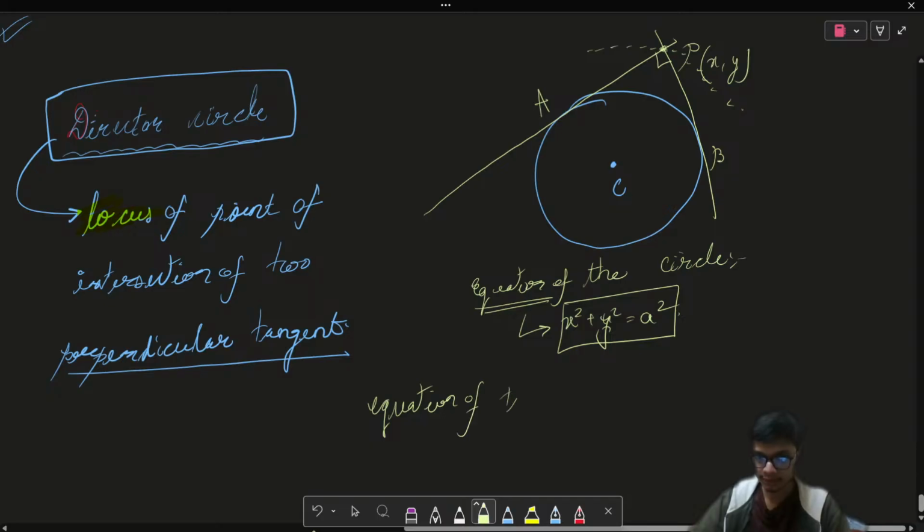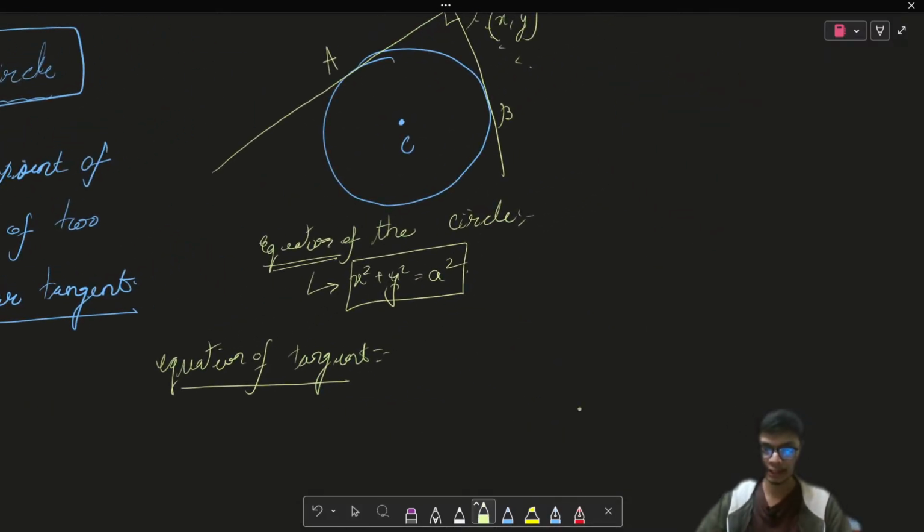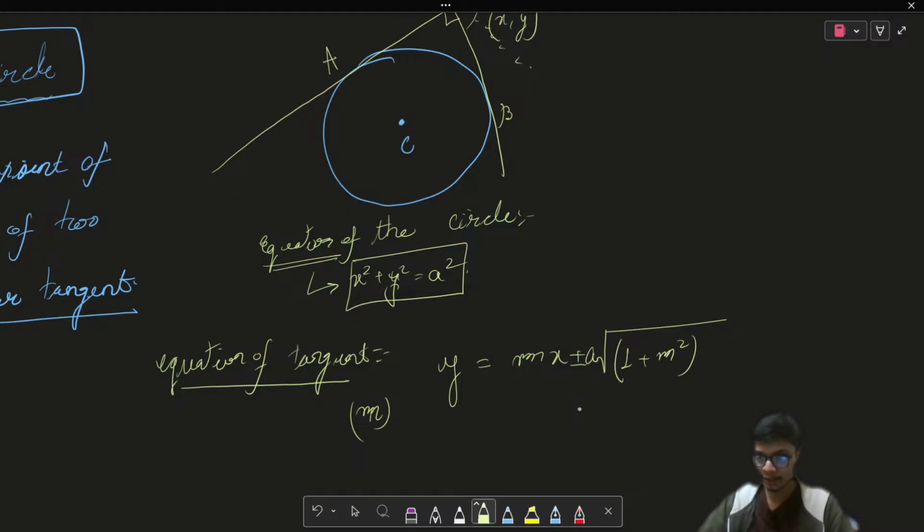Let us try to write down the equation of tangent, and I will write it in slope form. Let us say that the slope of one of the tangents is m. If I write down the slope form of the equation of tangent, that is y = mx ± a√(1 + m²), where a is the radius.